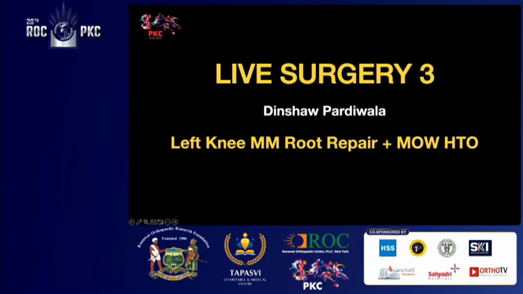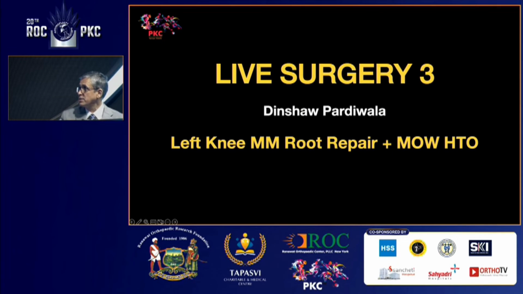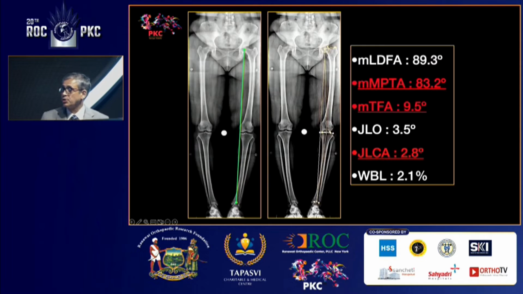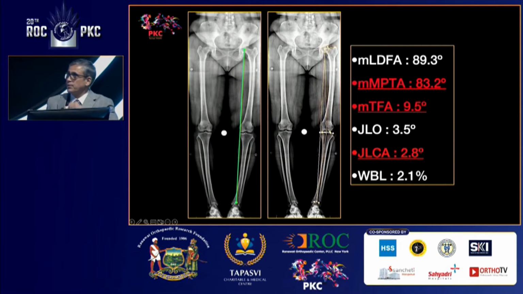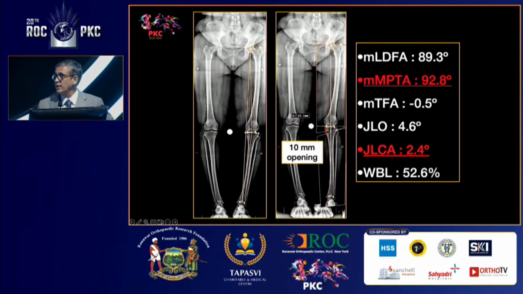So these are some follow-up X-rays from yesterday's patients. Advance, please. So this was the first patient. She had a varus, which was roughly around 9 degrees and had a concomitant root repair as well. Next, that was the planning. We planned for a 10 millimeter opening to bring her MPTA to 92.